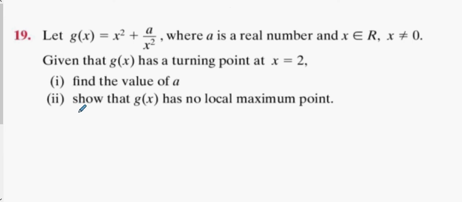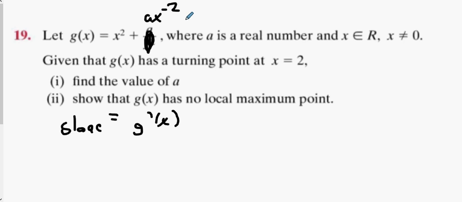Turning point. What's a turning point? Just like maximum interval. And how do you find turning points? The slope equals 0. Slope equals 0. Slope is the first derivative. First derivative. I'm going to change that into ax minus 2 because I'm lazy. Okay? And what do we do there?